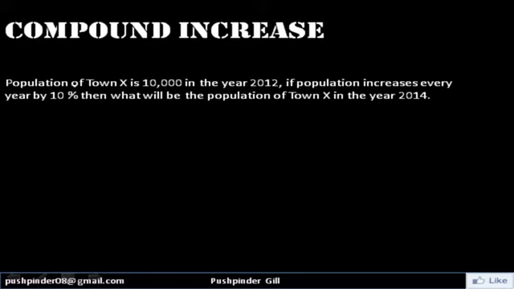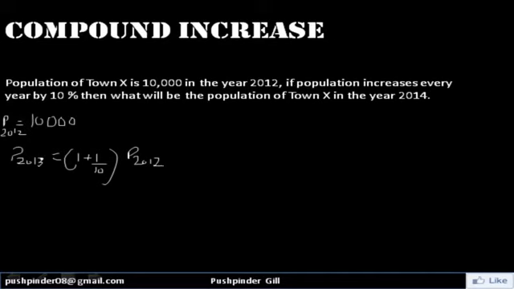So the population of town X is 10,000 in 2012. Let me denote the population by P. So P in 2012 is equal to 10,000. P in 2013 is going to increase the population by 10%. So that means the population of 2012 will get multiplied by 1 plus 1 by 10 and I'll get the population of 2013.